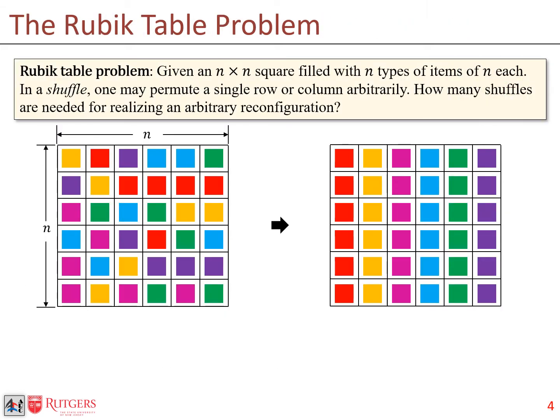The Rubik table problem is defined as follows. Given an n times n square filled with n types of items of n each, in a shuffle, one may take out a row or take out a column and shuffle that row or column arbitrarily and then put that back. This is counted as one shuffle. The question we ask is, how many shuffles are needed for realizing an arbitrary reconfiguration of this table? For example, going from the left configuration to the right ordered configuration.